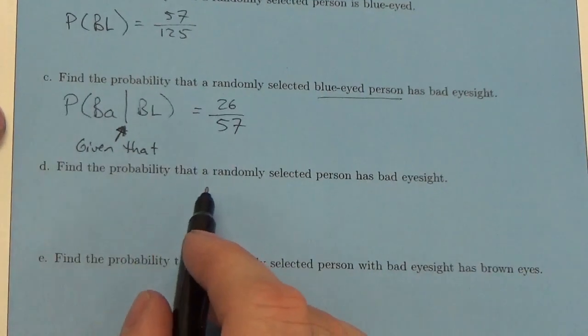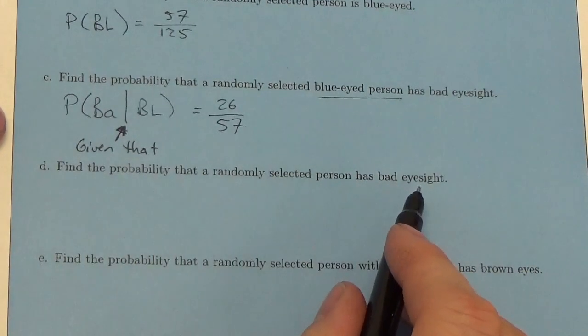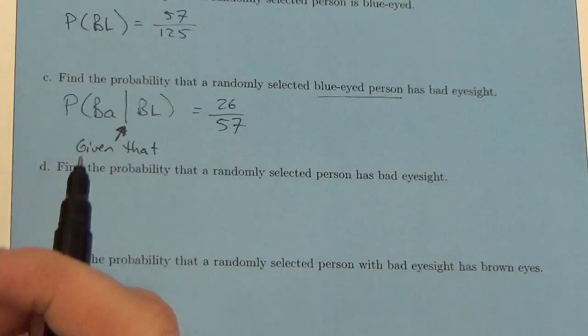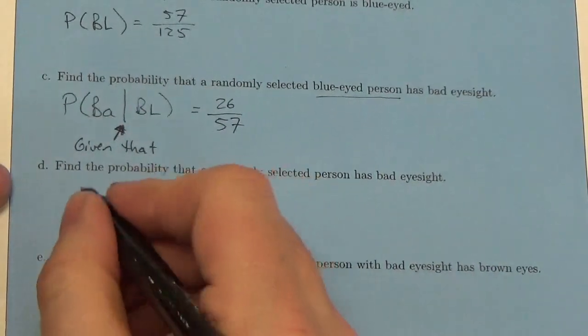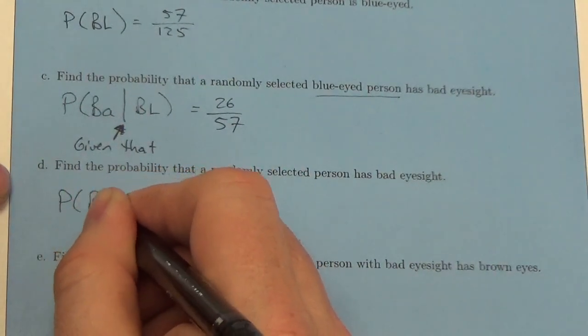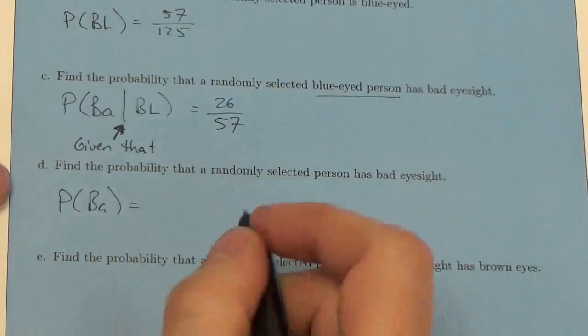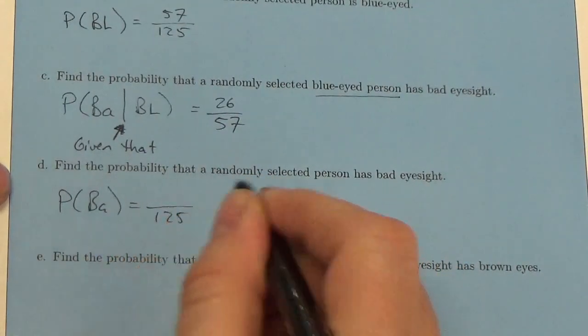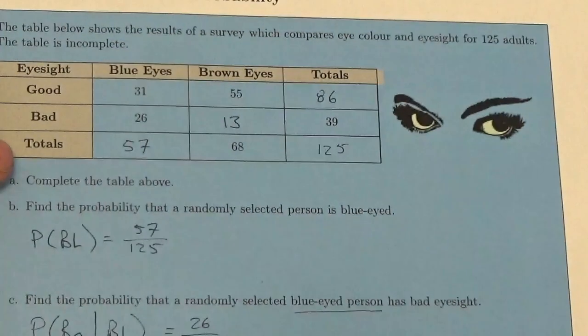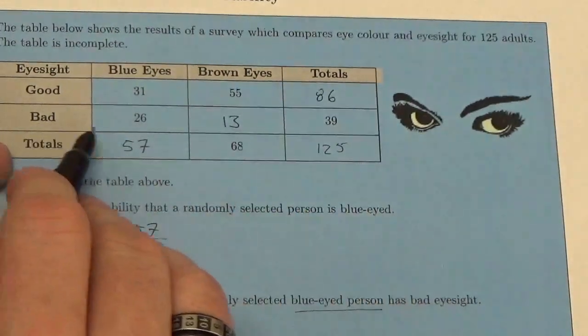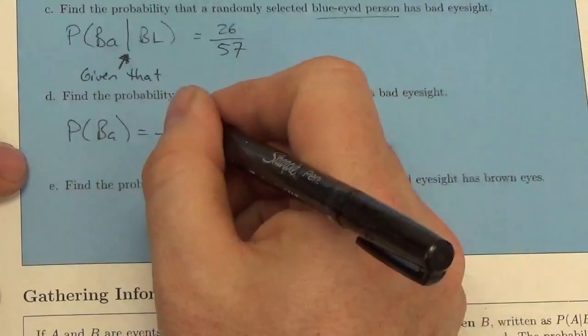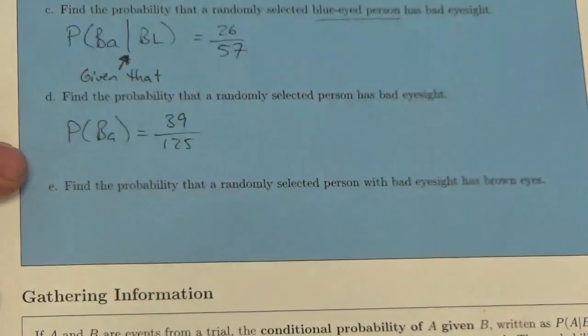Find the probability that a randomly selected person has bad eyesight. Well, that is a more general thing again. I'm just asking, what is the probability that someone's got bad eyesight? Well, I know that there are 125 people here total. So now I just look at my total here, and if I look across to bad eyesight, there are 39. So 39 out of 125 people have bad eyesight.